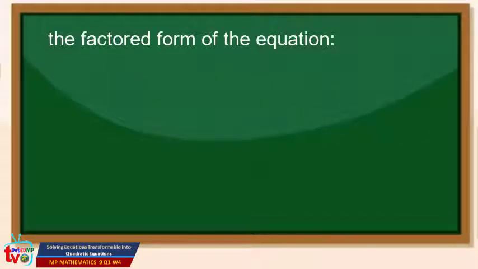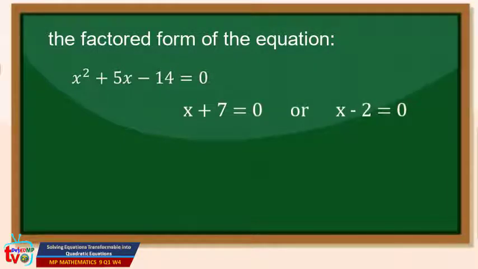Now, the factored form of the equation x squared plus 5x minus 14 equals 0 is (x plus 7) times (x minus 2) equals 0. So x plus 7 equals 0 or x minus 2 equals 0, and x equals negative 7 or x equals positive 2.